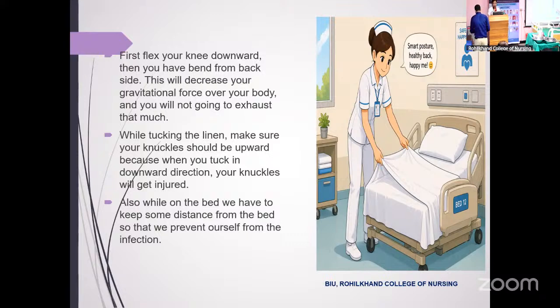Next, while tucking the linen, make sure your knuckles are in the upward direction, because when you tuck in the downward direction, your knuckles will get injured. Also, while working on the bed, we have to keep some distance from the bed so that we protect ourselves from infection.